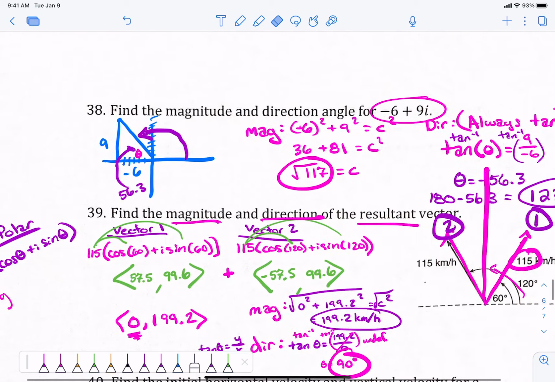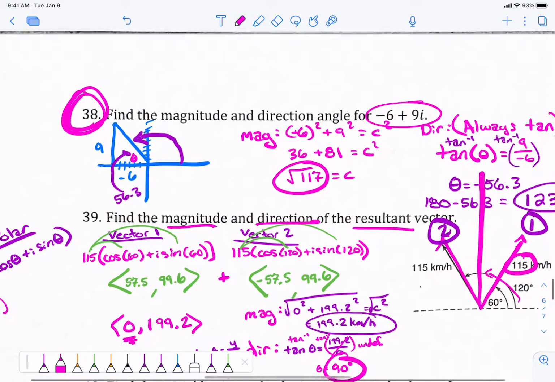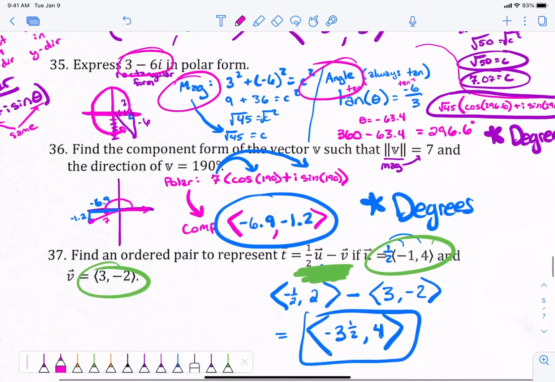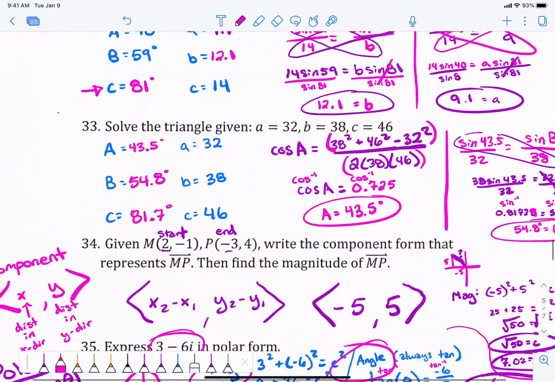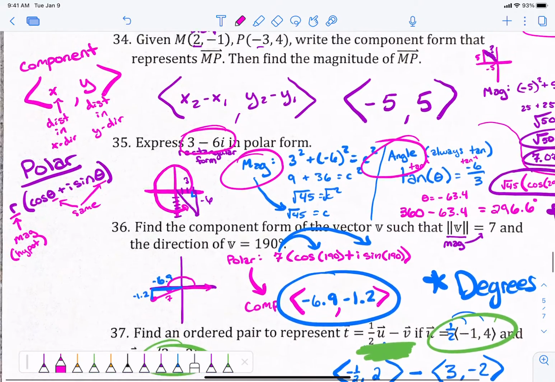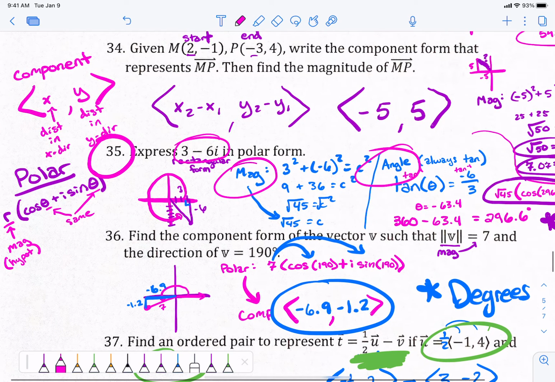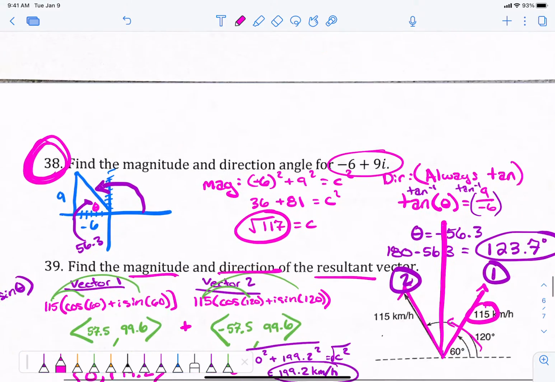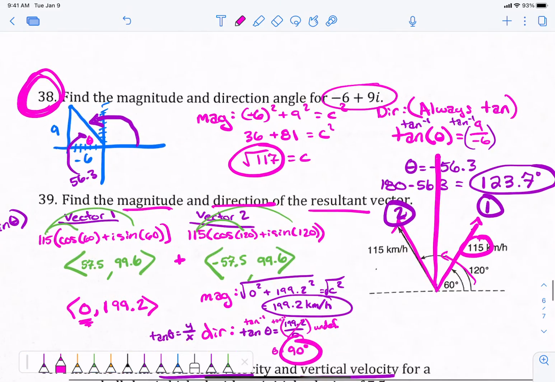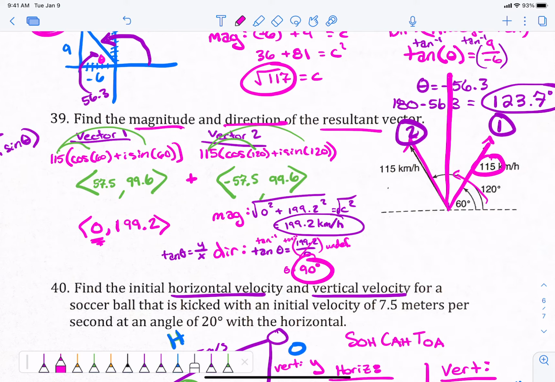It's like doing 38. It's like a combination of problem 38 and, I don't remember which one we did. 38 and 35. Oh, no, 38 and 36. Because in that one you're finding the component form. So we went from polar to component form. So you're doing 36 and then you're doing 38 to it. So it's magnitude, direction. It's like combining those two problems together, okay?